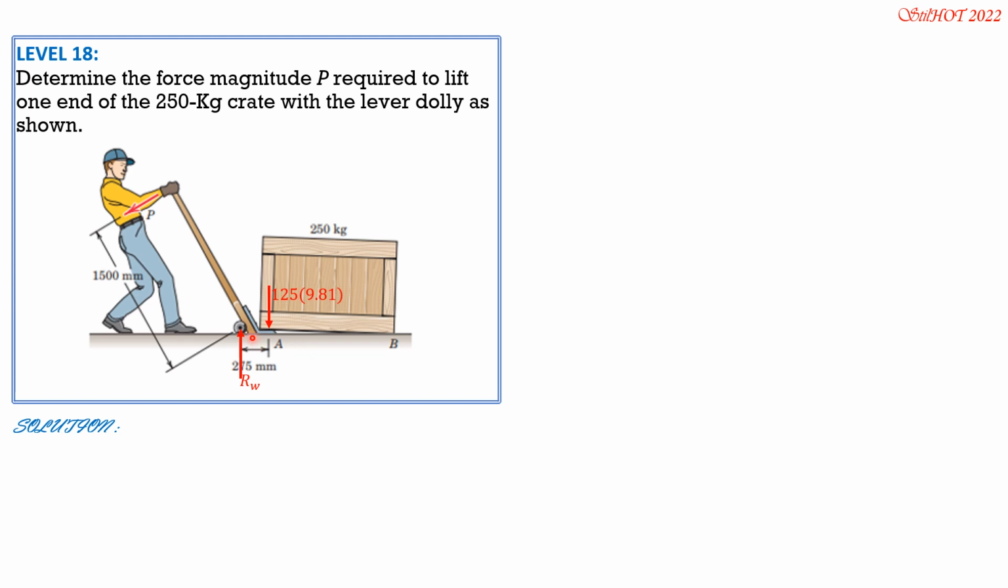So therefore, moment at the wheels should be 0. Considering counterclockwise positive, it is P times 1500. Then this is clockwise, minus 125 times 9.81 times 275. So we can now solve for P. 125, 9.81, 275 over 1500. And that is equal to 224.8 newtons.